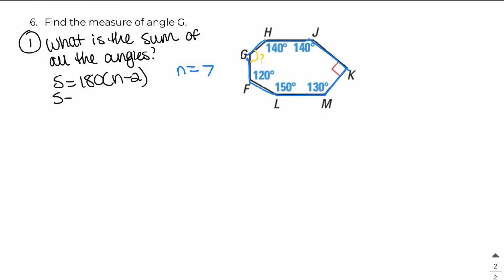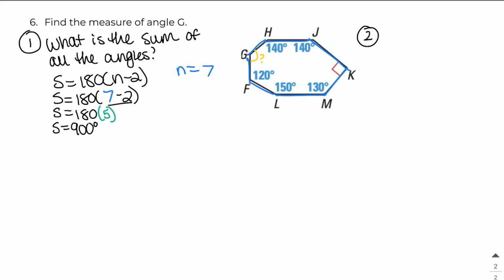So here I would say S equals 180, and then instead of n, I would replace it with 7. So I would do 7 minus 2, and I know that 7 minus 2 is equal to 5. When I multiply those two numbers, I get 900 degrees. So I know altogether my angles will add up to 900 degrees.